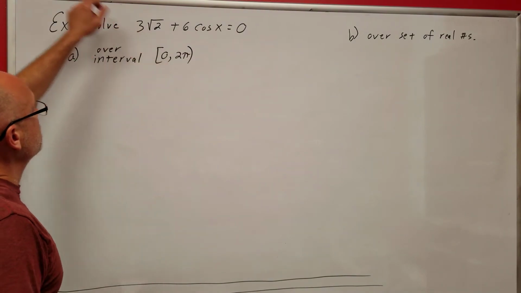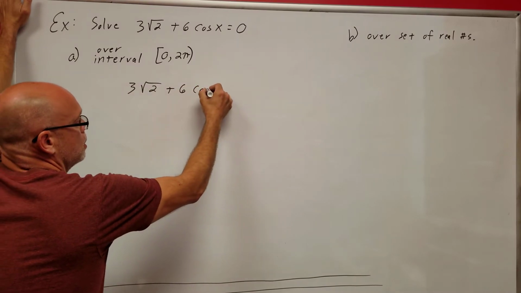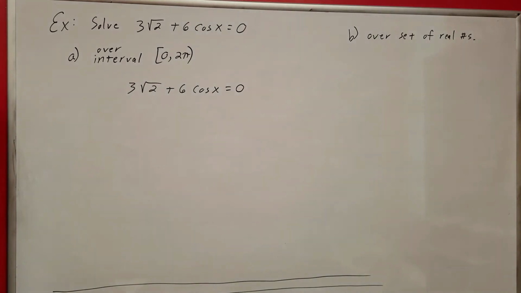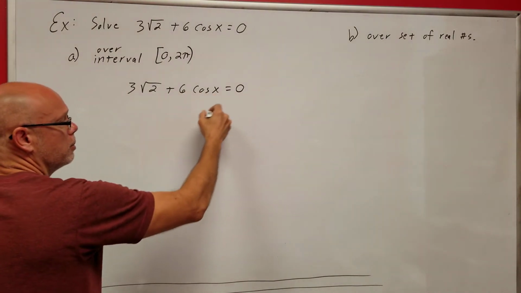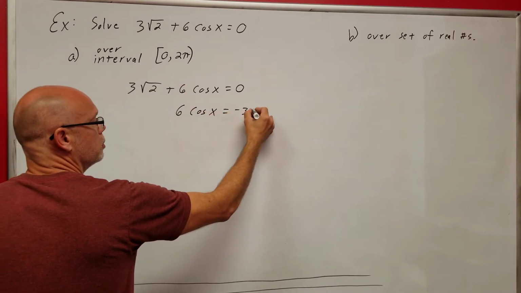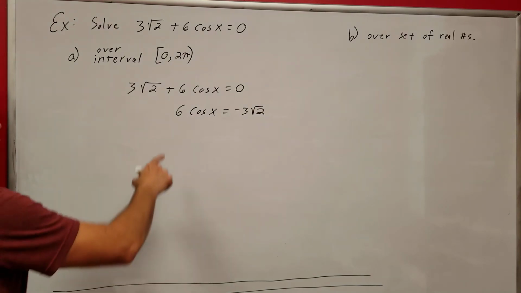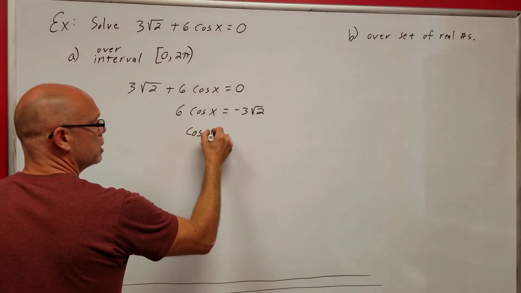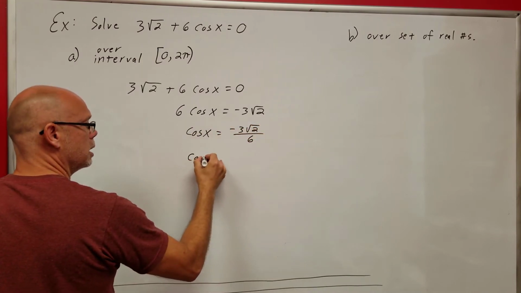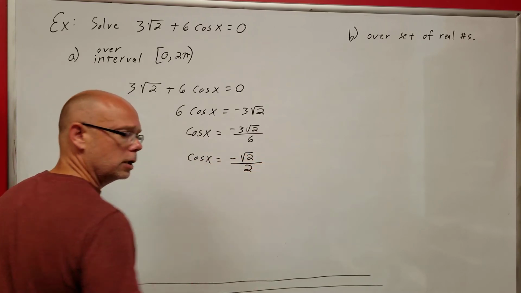So let's take a look at this part. 3 square roots of 2 plus 6 cosine of x is equal to 0. Let's look at solving for x. I'm going to subtract this from both sides, and I get 6 cosine of x is equal to -3 square roots of 2. We'll divide both sides by 6. We get cosine of x is equal to negative 3 square roots of 2 over 6, or we can say cosine of x is equal to negative square root of 2 over 2.